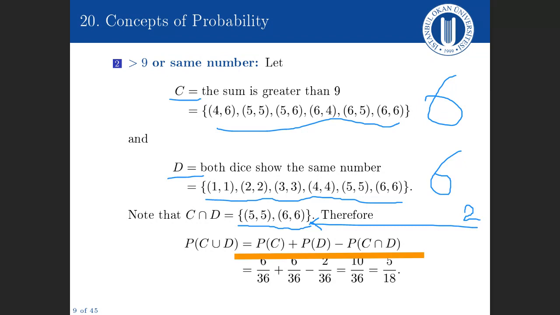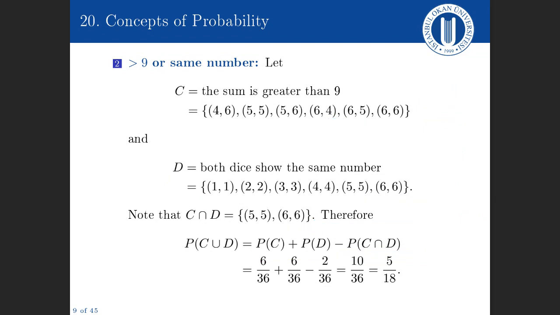So we use our formula. The probability of C union D is the probability of C plus the probability of D minus the probability of C intersection D. So that's 6 over 36 plus 6 over 36 minus 2 over 36. And that's 10 over 36, or we simplify it as much as we can to 5 over 18.